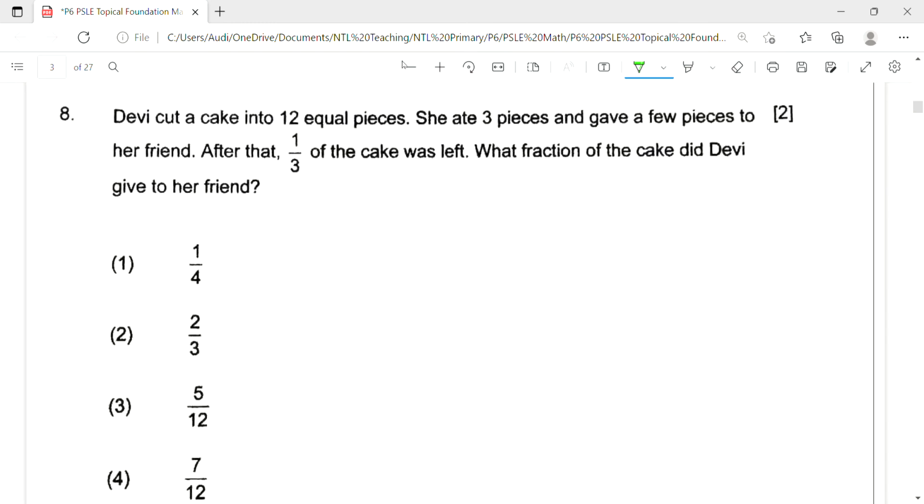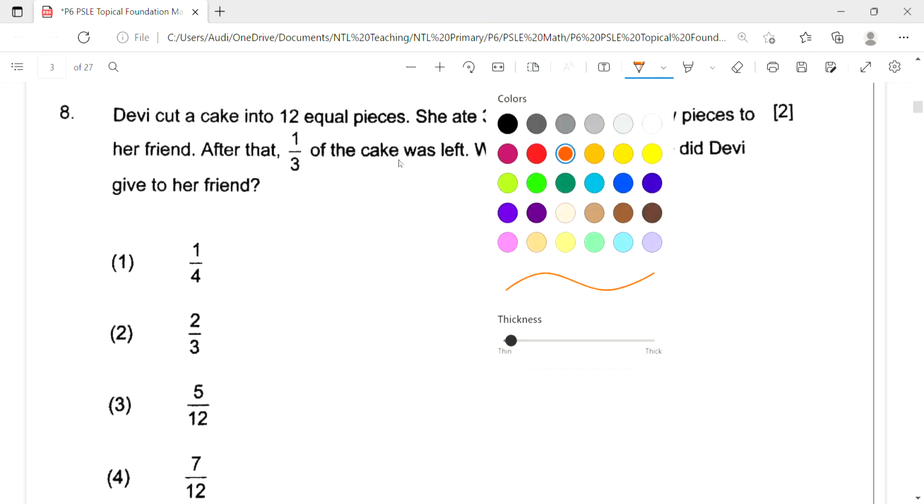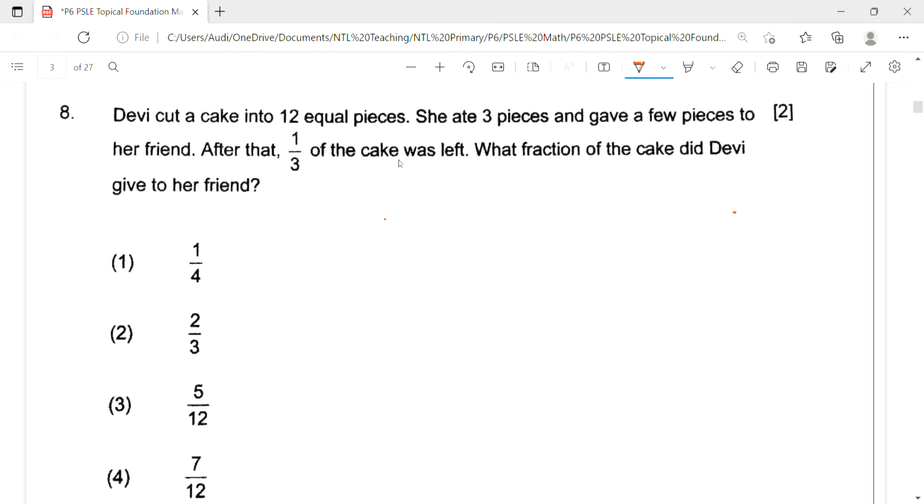Next question. Devi cut a cake into 12 equal pieces. She ate 3 pieces. So she has a cake and cuts it into 12 pieces. So we split it. This is 1 time. Split it into 3. Now we have 6. Split, split, split, split, split, split. Now we have 12. She ate 3 pieces.